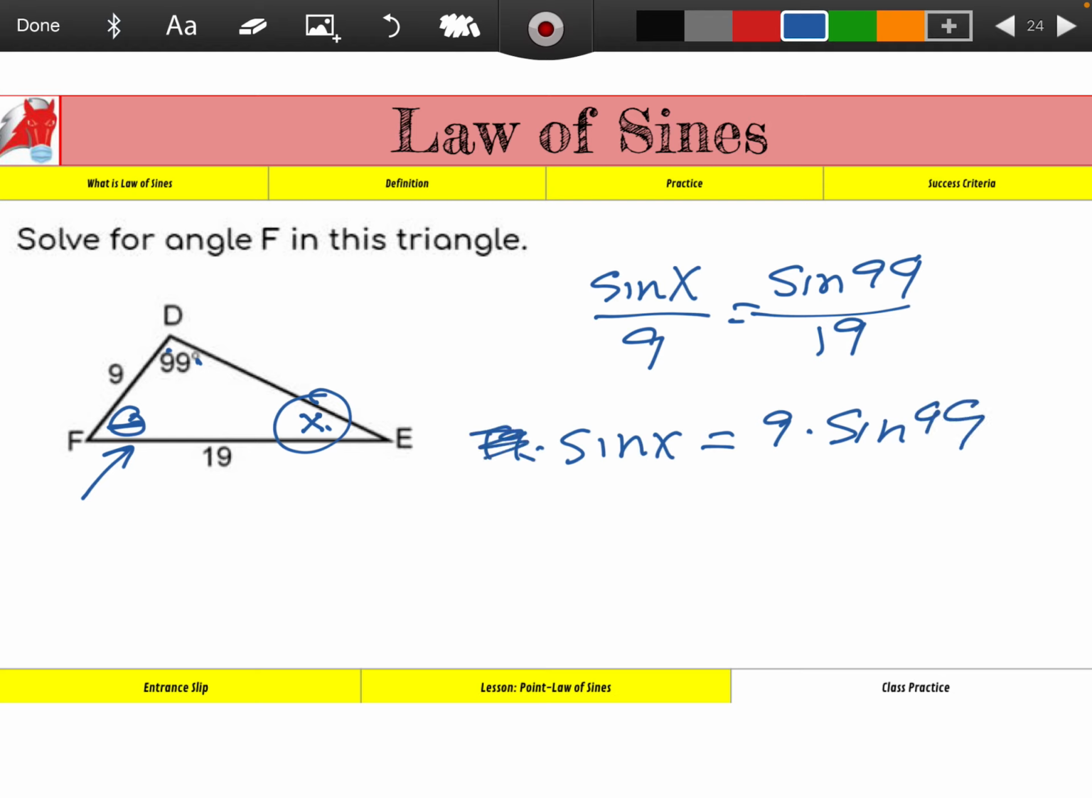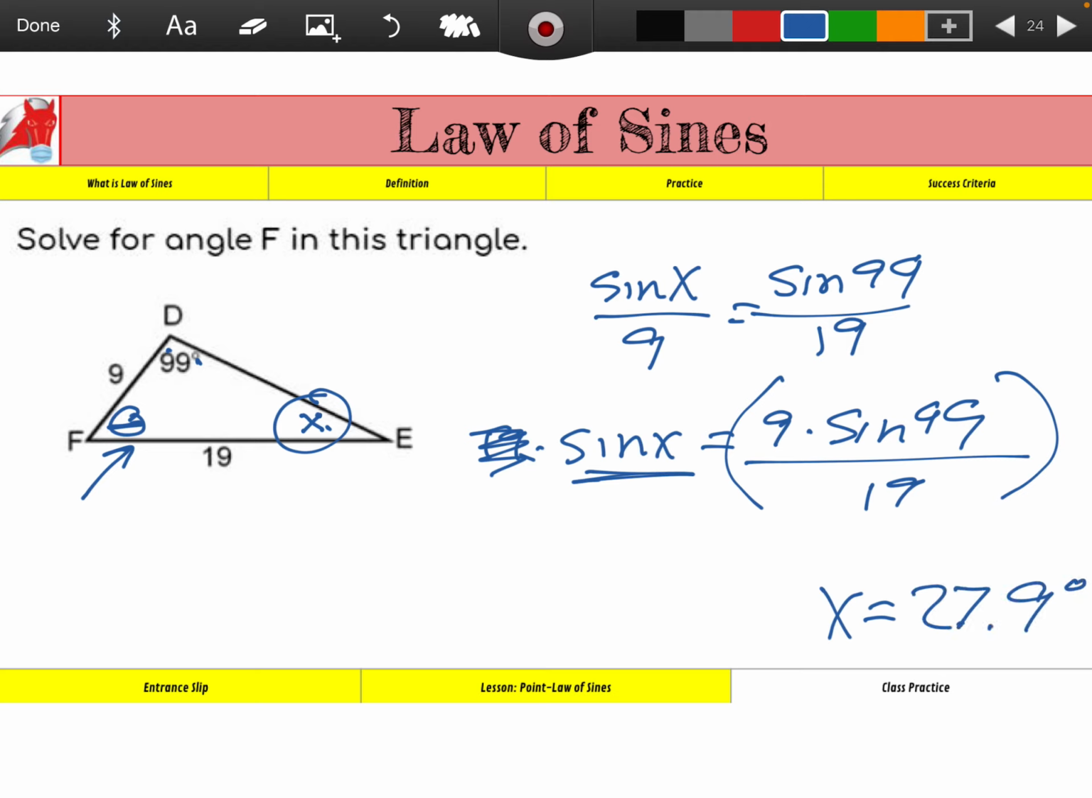And then I'm going to divide by 19. This gets inversed, right? Sine inverse all of this stuff. So I get x equal to, I'm going to round this one a little bit, 27.9 degrees, which is not what I'm looking for, because now I take this plus the 99 minus 180 to get there. So my final call is right around 53.1 degrees.